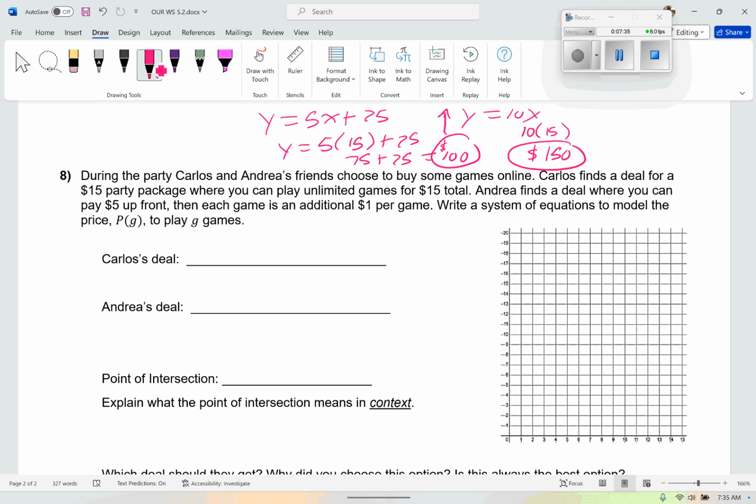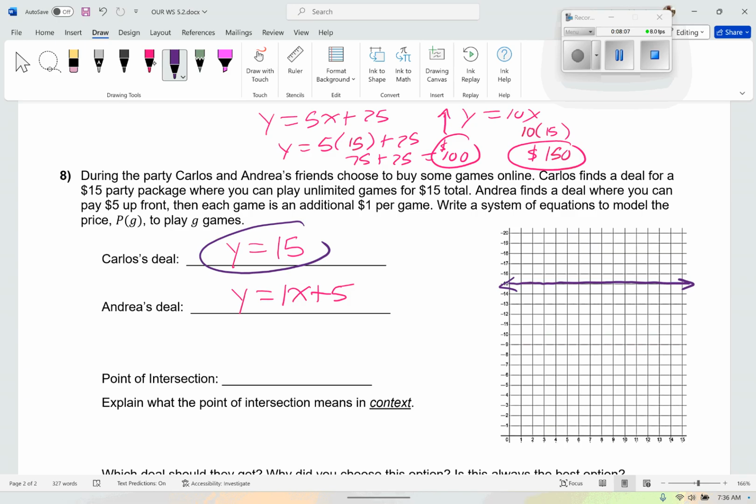So you have Carlos. Carlos just pays $15 total. There's not even x. It's just going to be a horizontal line. And the other person is going to pay $5 up front and then $1 per game. So they pay $5 up front and $1 a game. So y equals 15 is just here. It's a horizontal line.